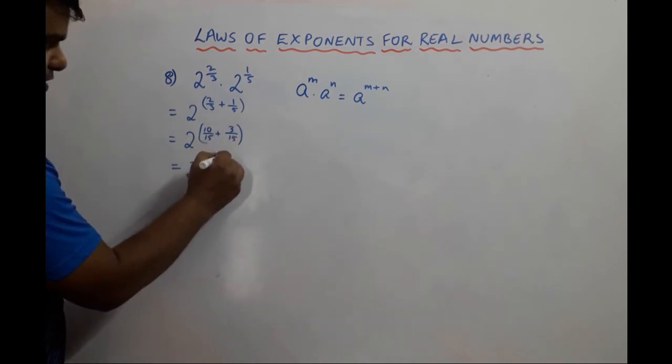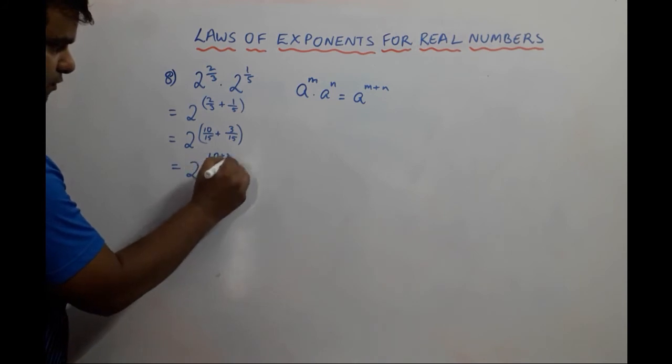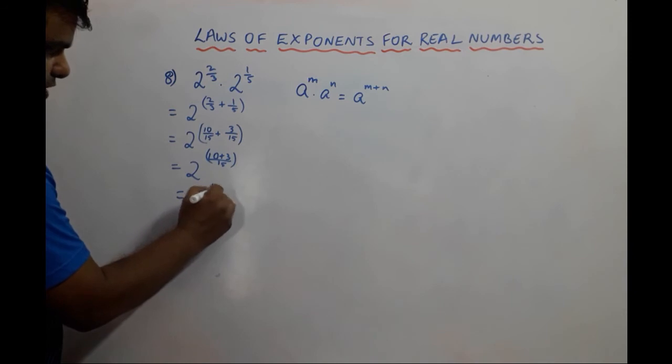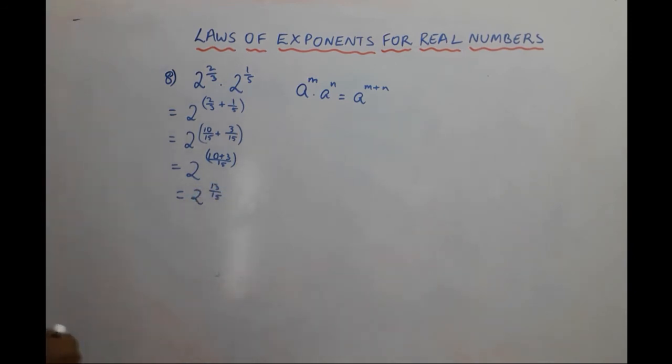So 10 plus 3 upon 15, this can be written as 2 raised to 13 upon 15, and that gives our solution. We don't need to solve any further. It will give us a big number, not necessary. So this is the answer that we get upon solving this question.